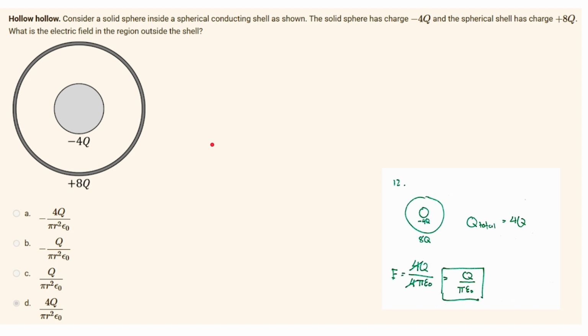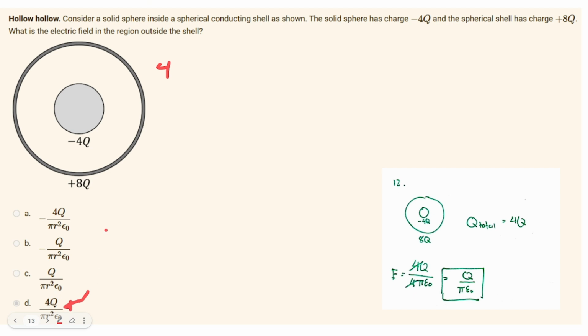Okay. This one, a lot of people got careless here as well. So consider a solid sphere inside a spherical conducting shell as shown. The solid sphere has a charge of -4, and the spherical shell has a charge of positive 8. So at first you might look at it and just do the simple math: 8 plus 4, 8 minus 4, 4. And if you would look at the choices, you would immediately go for this one, like I did as well.